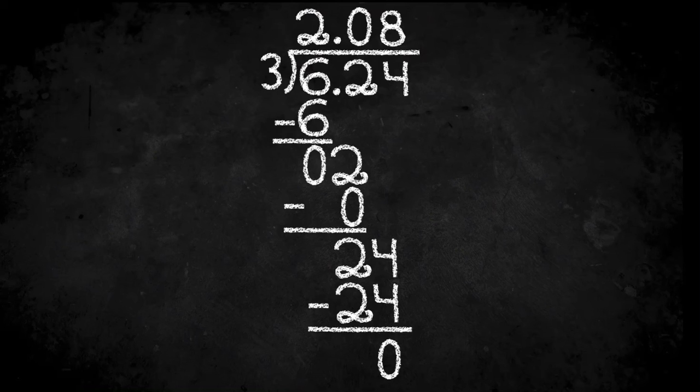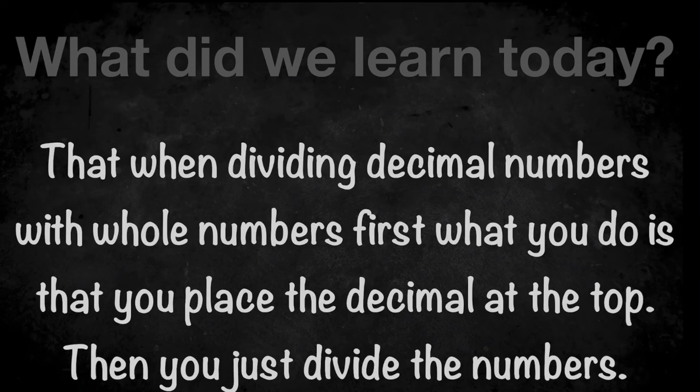Now that we have solved this problem, let's review. What did we learn today? We learned that when dividing decimal numbers with whole numbers, first you place the decimal at the top, then you just divide the numbers.